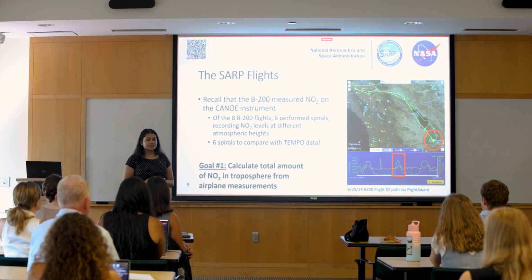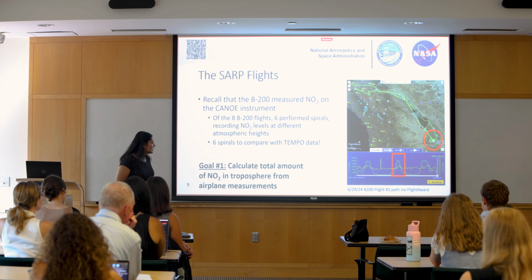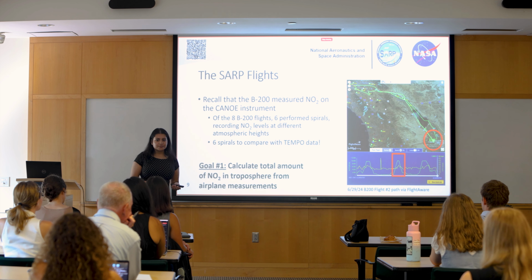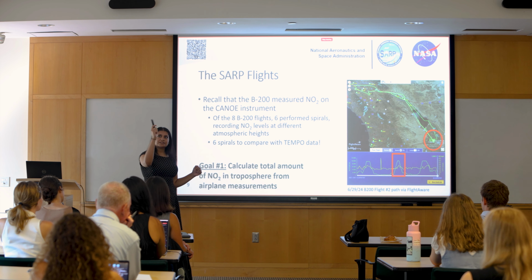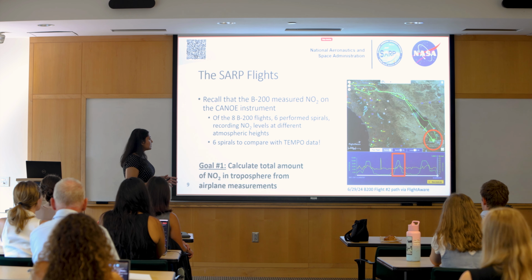So, since the CANOE instrument was on the B-200, I went into all of the 8 B-200 flights that we flew and saw where they performed spirals. For those unaware, a spiral is essentially when the plane is at one relative latitude and longitude, it quickly ascends in altitude and then descends in altitude, collecting measurements. I found that of the 8 flights, 6 of them performed spirals, meaning I potentially had 6 spirals to compare with TEMPO data.